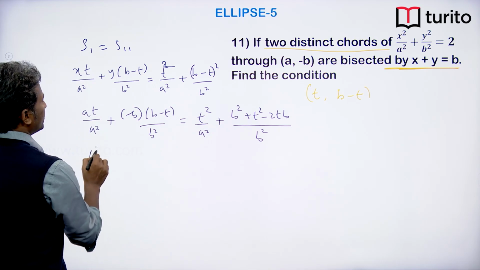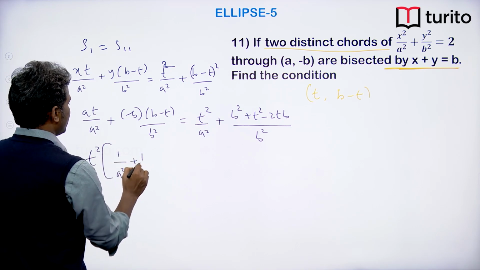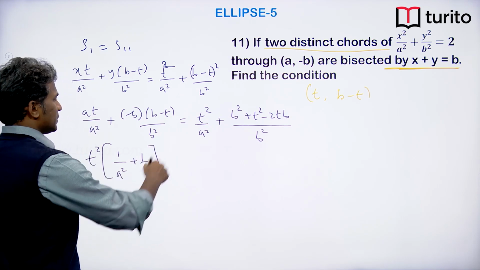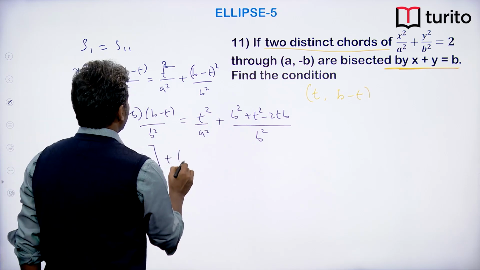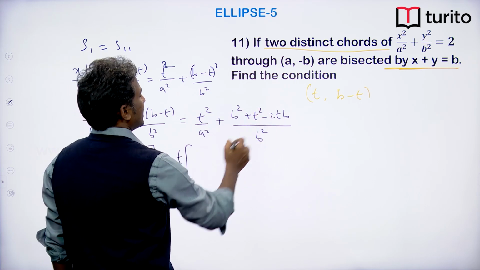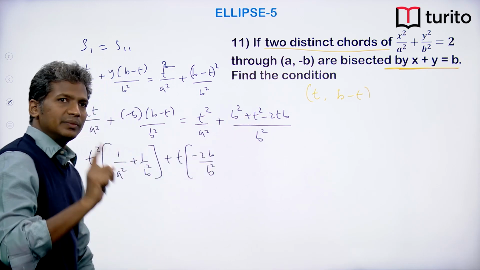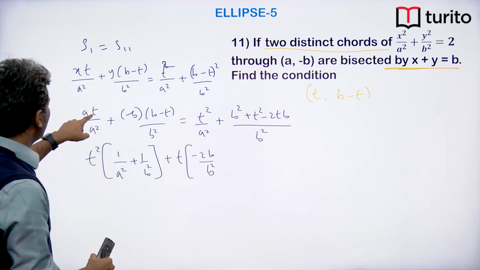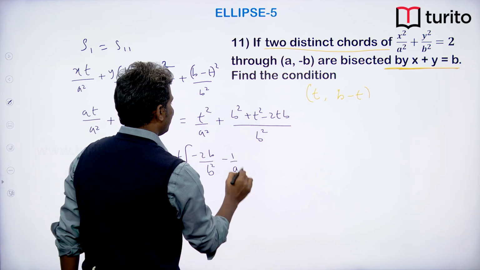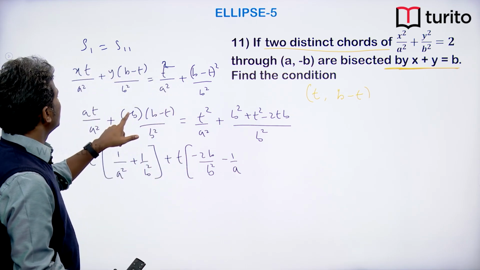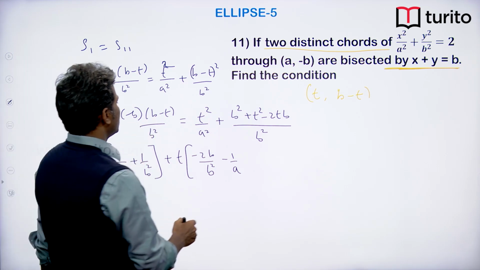Let us take t square common. So, what do I get? I get 1 by a square plus 1 by b square. I am basically taking everything to the RHS and simplifying. Now, when I take t common, on the right side I have minus 2b by b square, that is the only t term on the right side, and on the left side I have one t by a. So, when it comes to the right side, it becomes minus 1 by a, and similarly here I have minus into minus plus and I have t by b. When it comes to the right side, it becomes minus t by b.